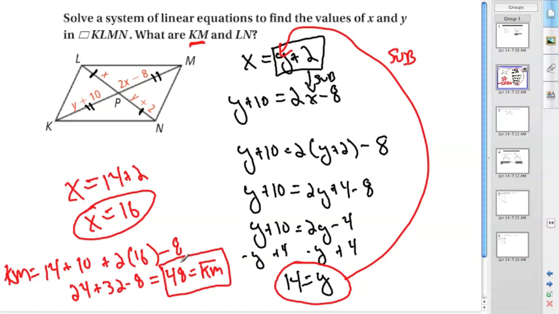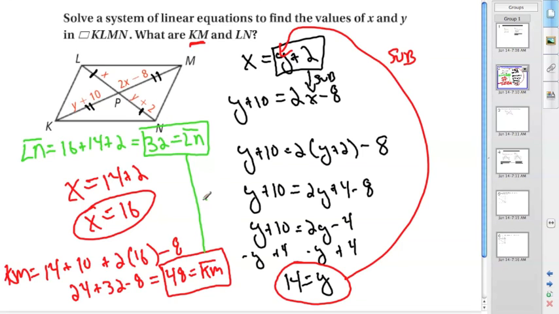This does not mean LN is 48. If we want LN, the LN segment is going to equal x plus y plus 2. We know x is 16, plus y, which is 14, plus 2. So we have 32 equals LN. And there are the two answers that we want. So solve for the two variables, substitute back in, and evaluate.